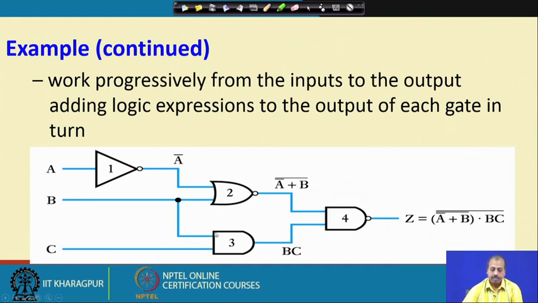And then gate number 3 has B and C as two inputs, and this is an AND operation. So, we get BC as the output. Then finally, gate number 4 is a NAND gate. So, you get the NAND of these two inputs, A bar plus B whole bar and BC. So, Z equals this expression. Of course, this can be simplified, but it is not done here. You can break down this expression and see what it turns out to be, but we will see that later.